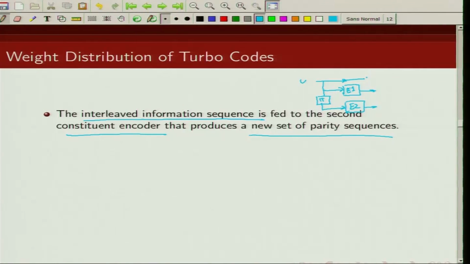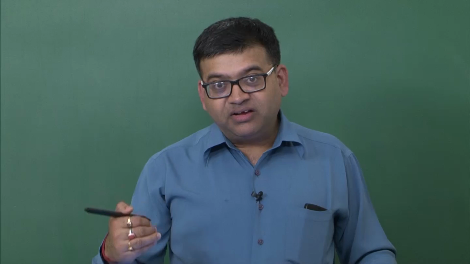Our objective is to first compare the weight spectrum of a convolutional code to that of a turbo code. The convolutional code that we studied was a rate 1/2 code, but this is a rate 1/3 code. So what do we need to do to make it a rate 1/2? We are going to puncture the parity bits.